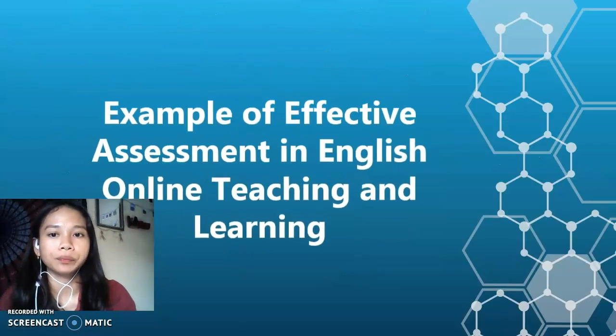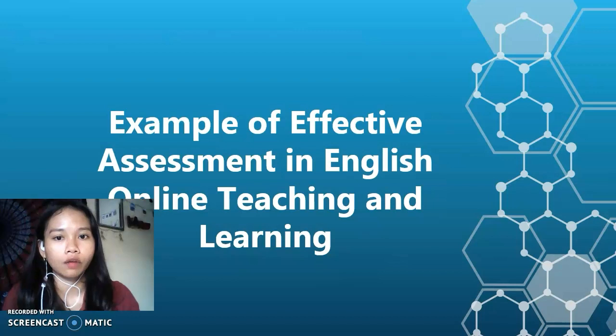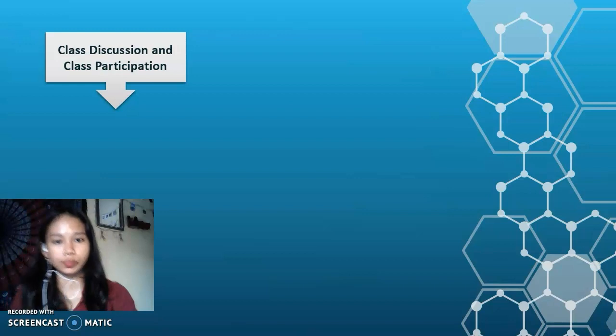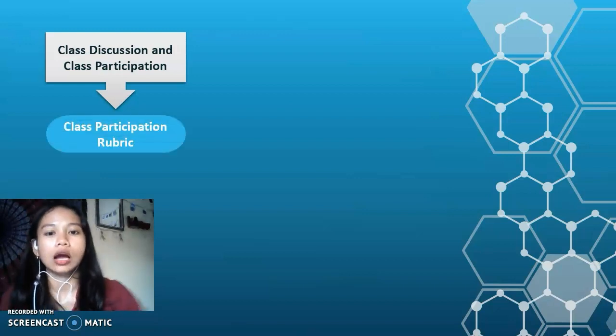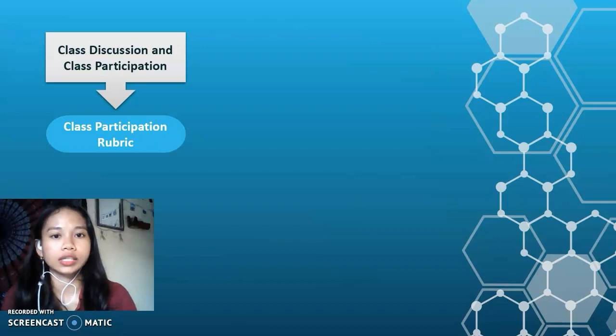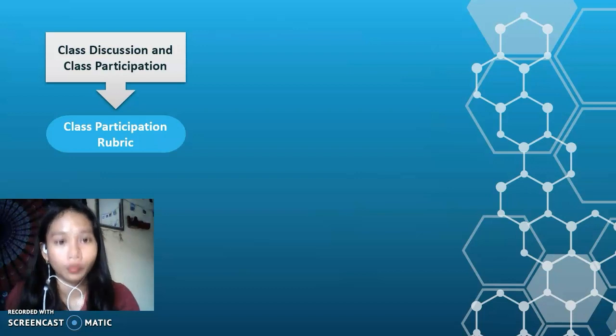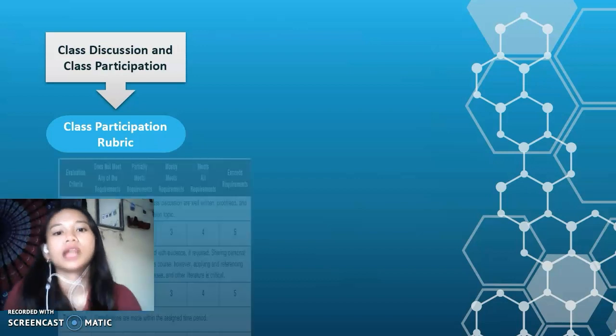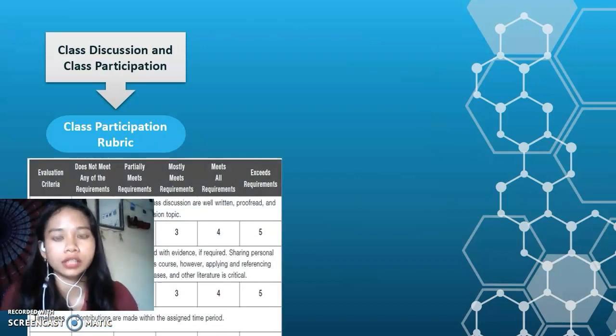The next question is about examples of assessment in online teaching and learning. In class discussion and class participation, the teacher can use a class participation rubric, which is completed by students as a check to ensure they have fulfilled the criteria. Criteria and rubrics clearly inform learners as to how they will be assessed on specific assignments such as online class participation. And here is the example of the assessment.